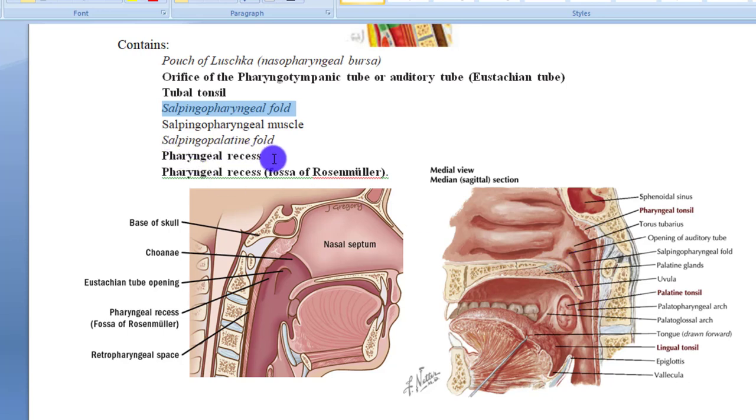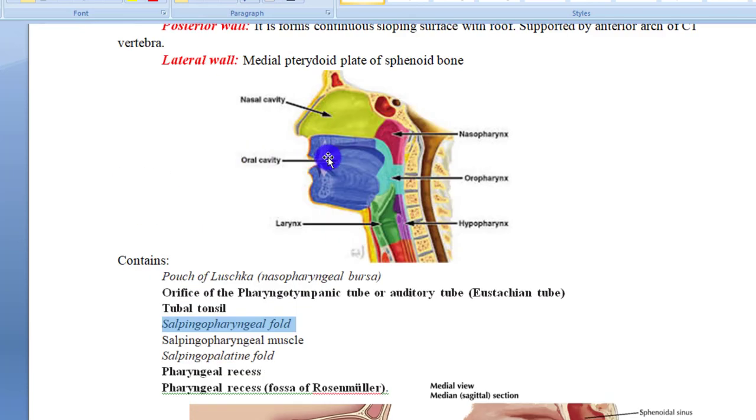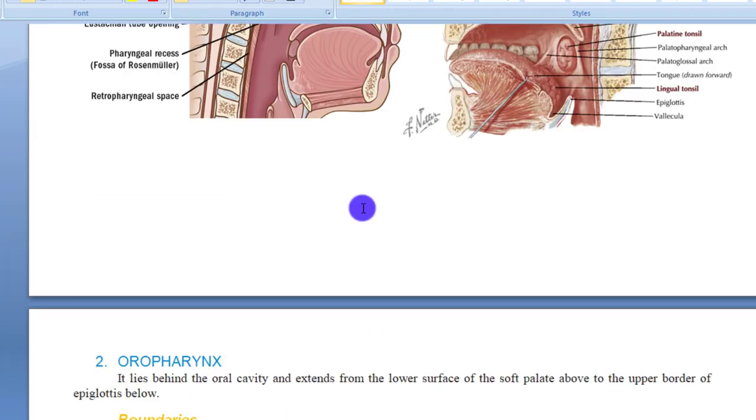And then the pharyngeal recess is there, or we say the fossa of Rosenmuller. So these structures are found in the nasopharynx: the pouch of Luschka, the orifice of the auditory or eustachian tube, tubal tonsils, salpingopharyngeal folds, salpingopharyngeal muscles, salpingopalatine folds, and then the pharyngeal recess or fossa of Rosenmuller. These are the main markings present in the nasopharynx, right? This was about the nasopharynx.